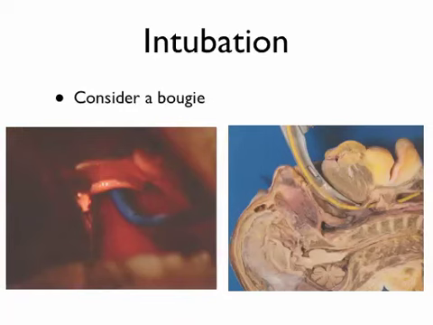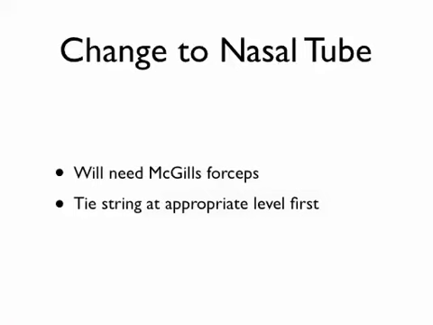Often at this stage is when you'll pass the bougie through the vocal cords and then pass the tube over the top of that to the appropriate depth. Once you've got the tube in, at this stage you can put the bag on and ventilate the patient through the tube. If it's a cuffed tube, you want to blow the cuff up.